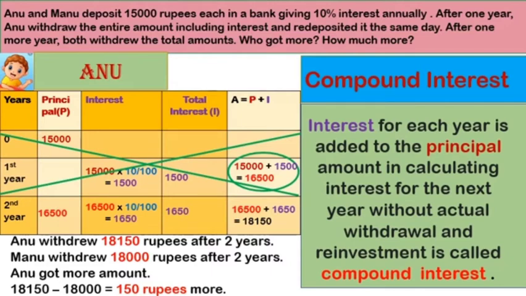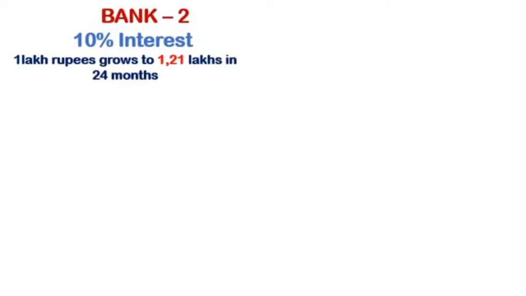Then what is compound interest? Interest for each year is added to the principal amount in calculating interest for the next year.